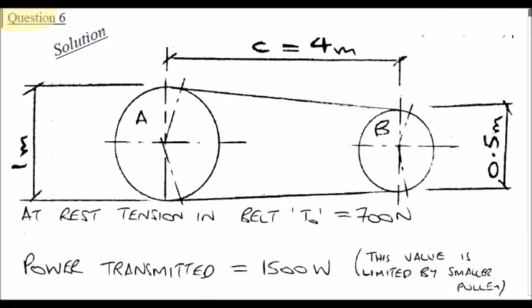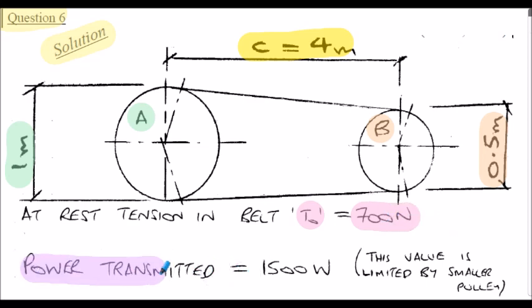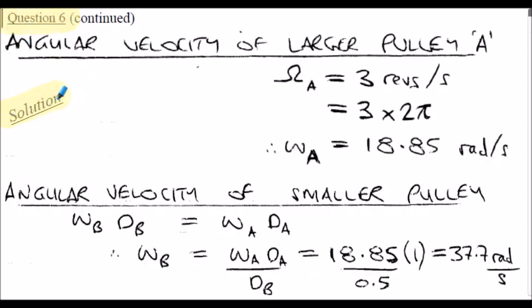Here's question 6, commencement of the solution. So it's my pulley A, 1 meter diameter, pulley B, 0.5 meters diameter. My center distance, 4 meters between the pulleys. We're given the initial belt tension, 0.7 kilonewtons, so that's 700 newtons. And we're given the power transmitted, which is 1500 watts. Question 6, solution continued. So first of all, calculate the angular velocity of the larger pulley, that's pulley A, and here.